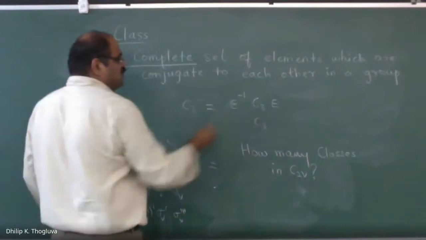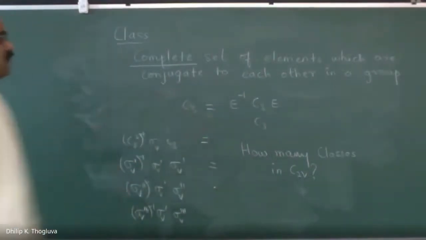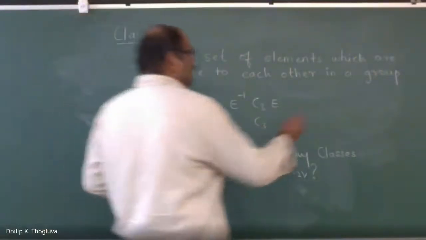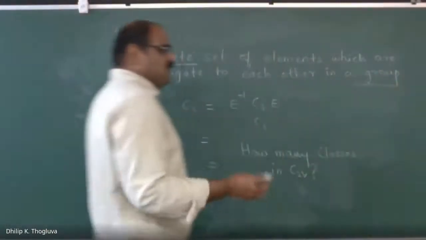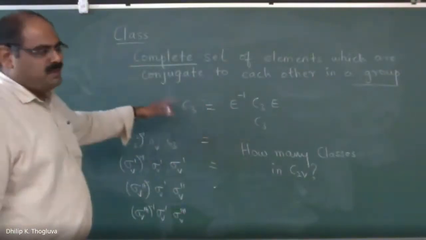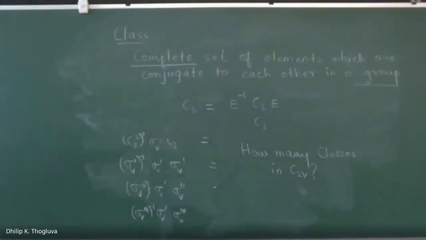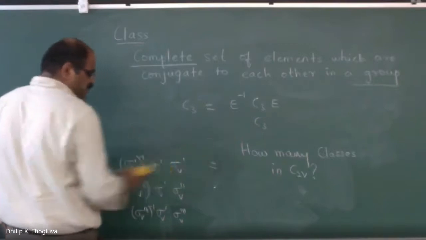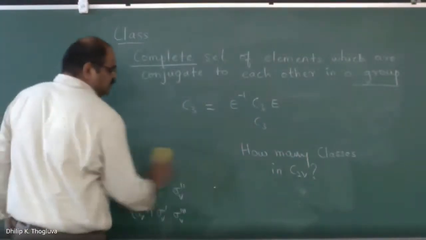Here we are taking only one element, but you have to take the complete set of elements in the group. In the group C3v you have 6 elements, right? So you have to take all 6 elements, find out their conjugates, and then see whether they are forming the class or not. That's what we have just read.